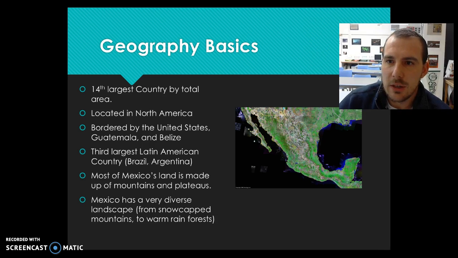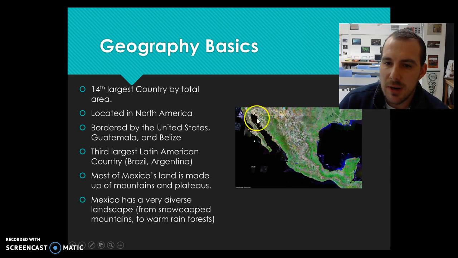Moving on, let's talk about some of the basics of geography in Mexico. It's the 14th largest country, and I know most of us know what Mexico is. I'm going to show you in a minute on the map, but here it is. It's located in North America. It is bordered obviously by the United States, also bordered by Guatemala and Belize. It is the third largest Latin American country behind Brazil and Argentina.